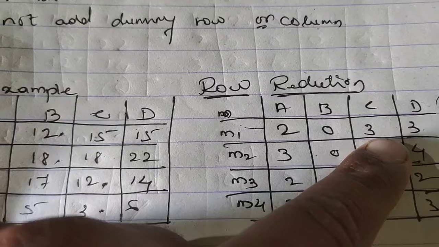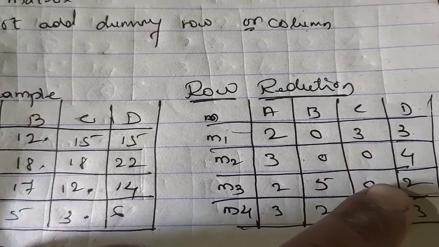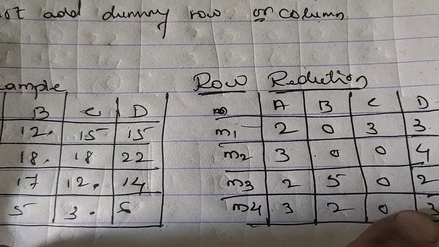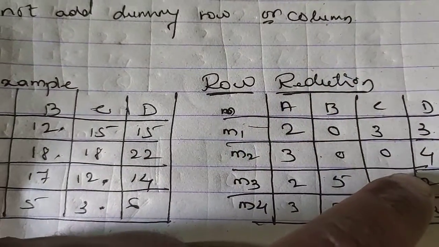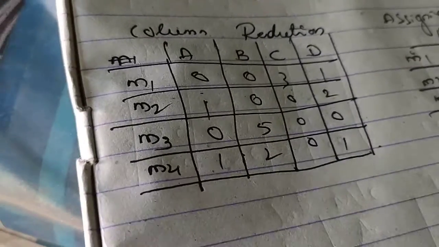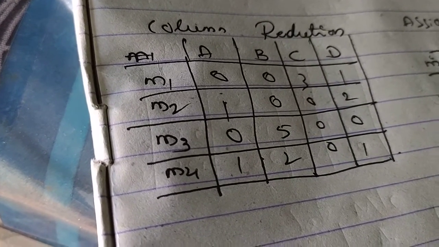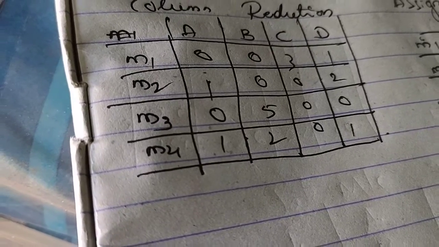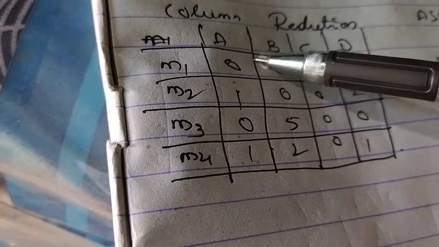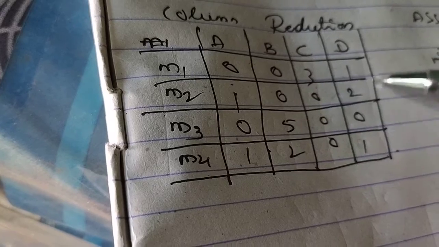3 minus 2 is 1, 4 minus 2 is 2, 2 minus 2 is 0, and 3 minus 2 is 1. So we get 1 2 0 1. After this, after completion of row reduction and column reduction, we should cross verify whether any row or column has no zero elements. Anyhow, the first row has a 0 element, and so do the second row, third row, and fourth row.